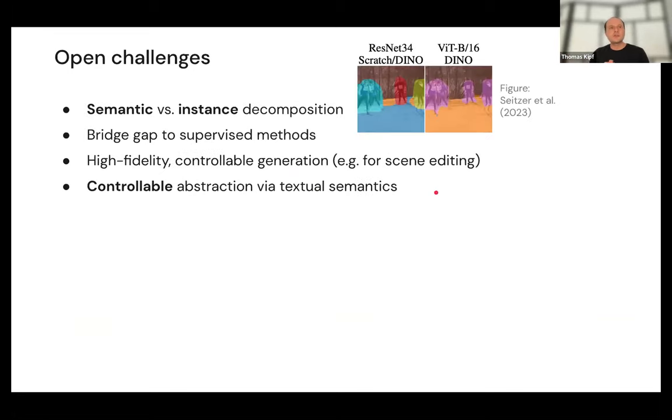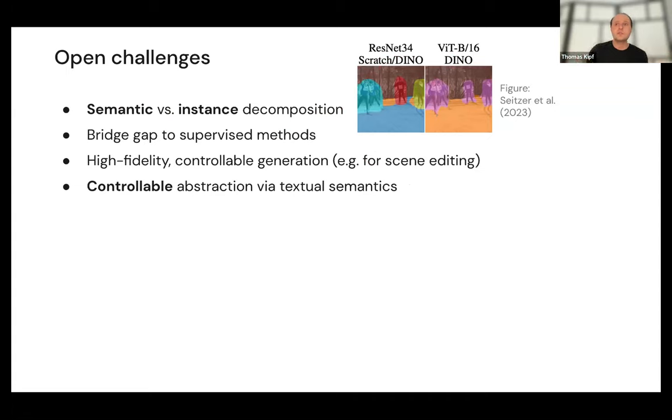So there are still quite a few open challenges. Although the field has made, I think, a big jump in the last 1.5 years or so, many of these aspects can still be overcome and will probably receive a lot of attention in the coming months and years. I just want to highlight a few that stand out, especially one question that often comes up in these unsupervised methods: how can you bias methods towards semantic versus instance decomposition? Because it's not a priori clear what we care about.